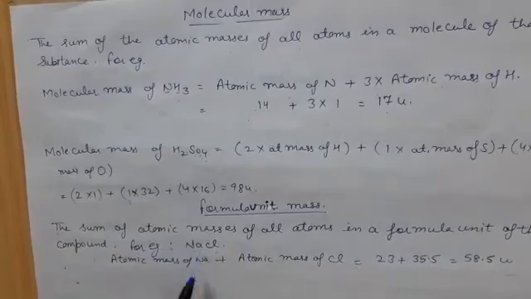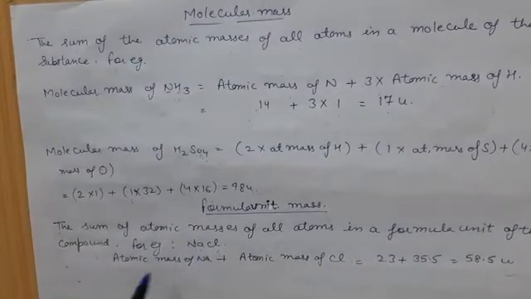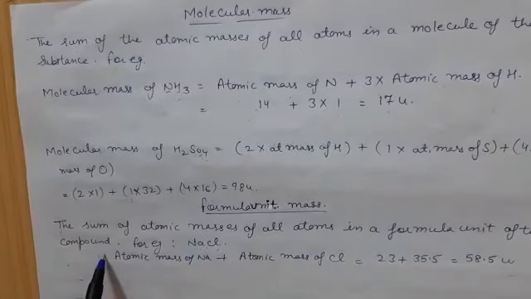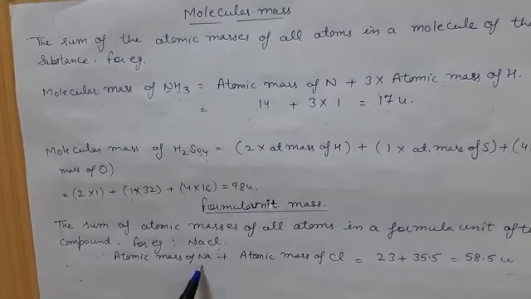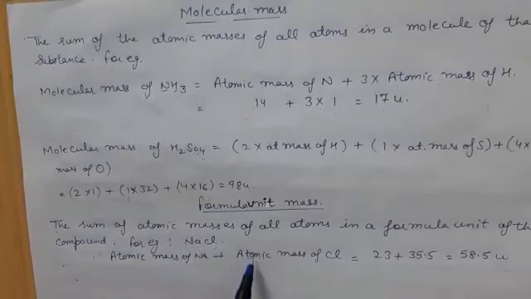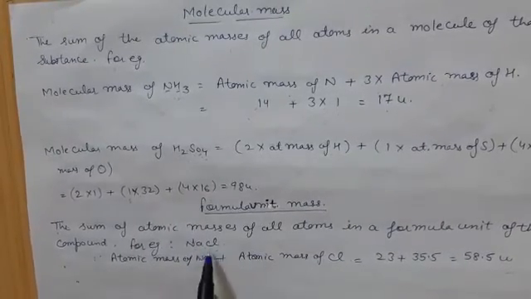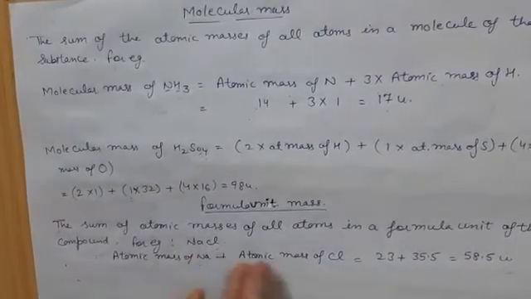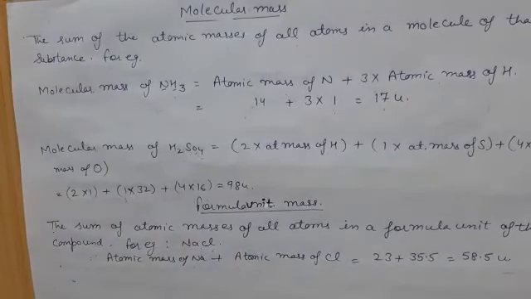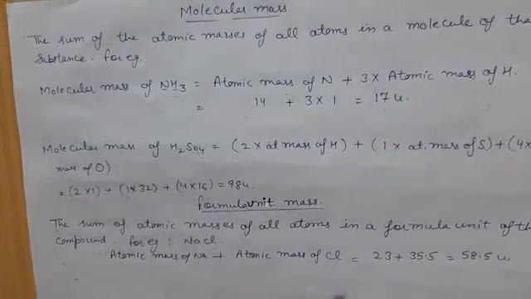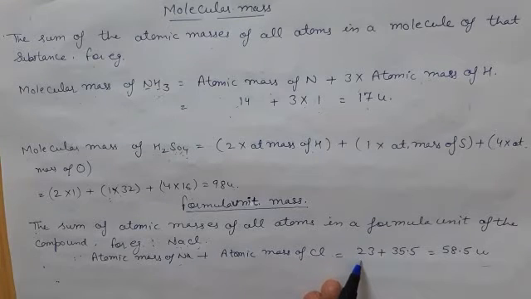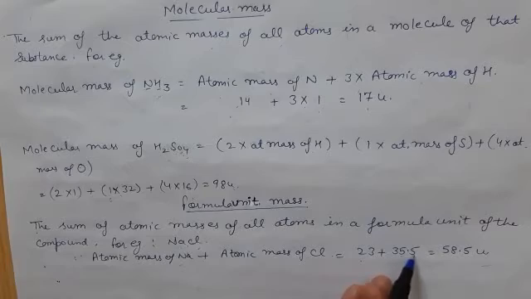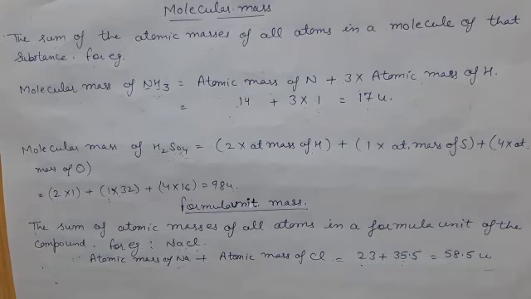The number of atoms of sodium is 1, into the atomic mass of sodium, and next is the atomic mass of chlorine into its number of atoms. Here both contain 1 atom, so that is why I have not written it. The atomic mass of sodium is 23 and the atomic mass of chlorine is 35.5, and we add them and get 58.5 u. This is the formula unit mass.